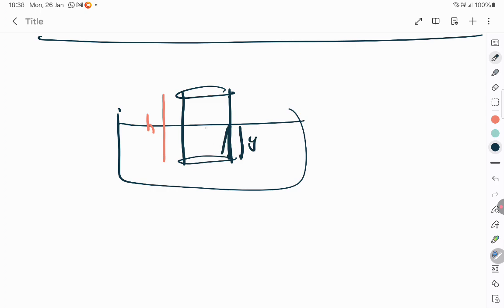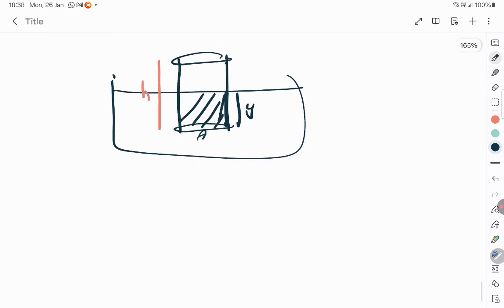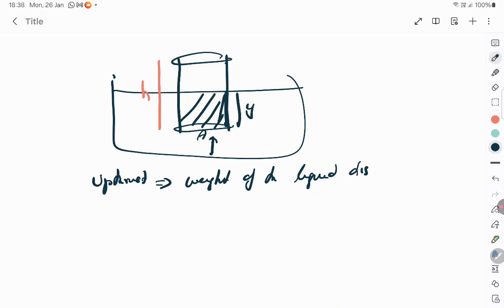The part of the body which is immersed in water, that height is y. The area will anyway remain the same for the top and bottom. So you should calculate upthrust. The first point that you should remember is that upthrust, according to the fluids lesson, is nothing but the weight of the liquid displaced.